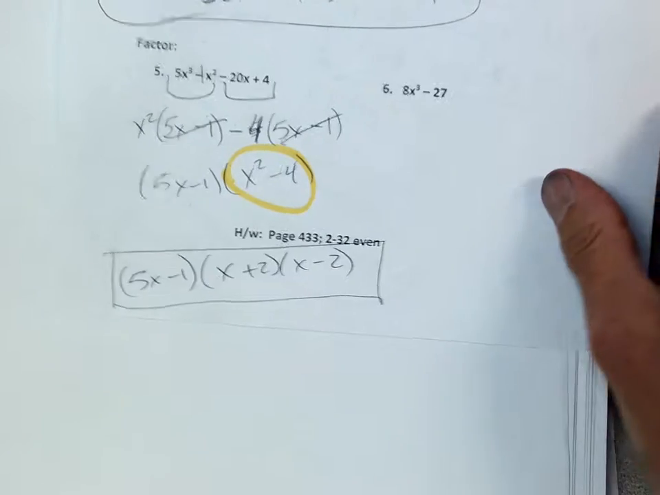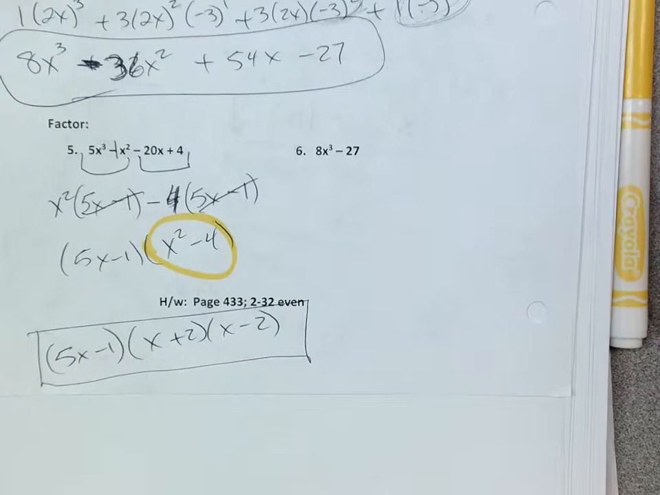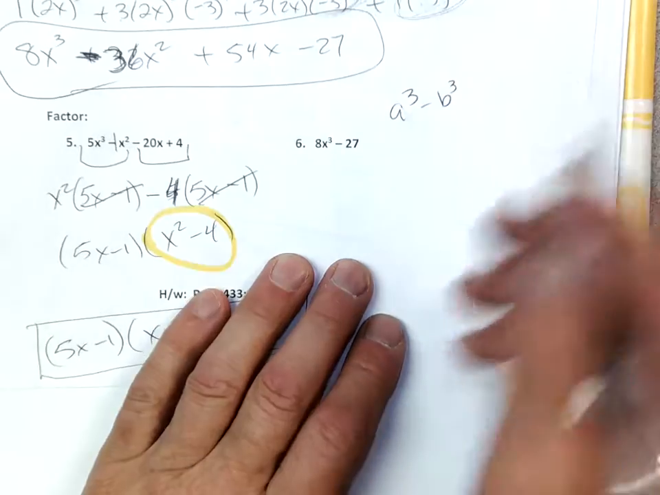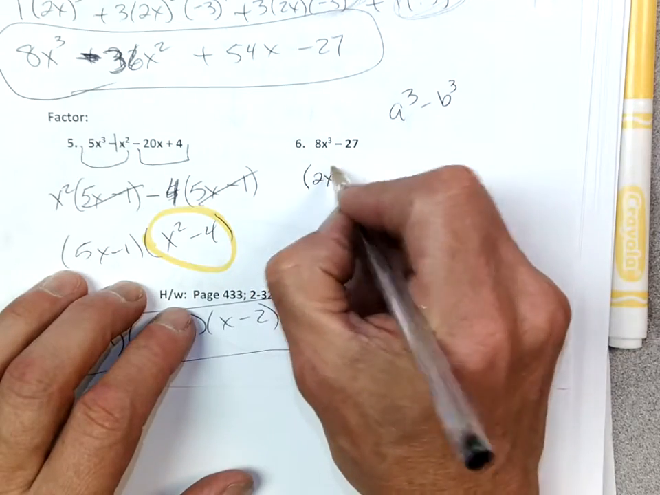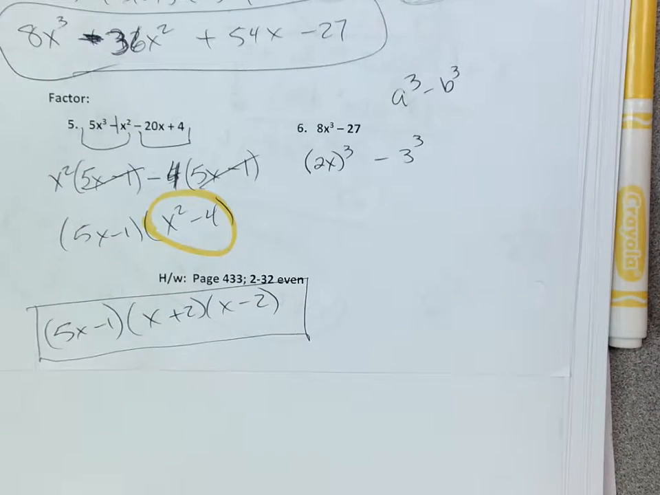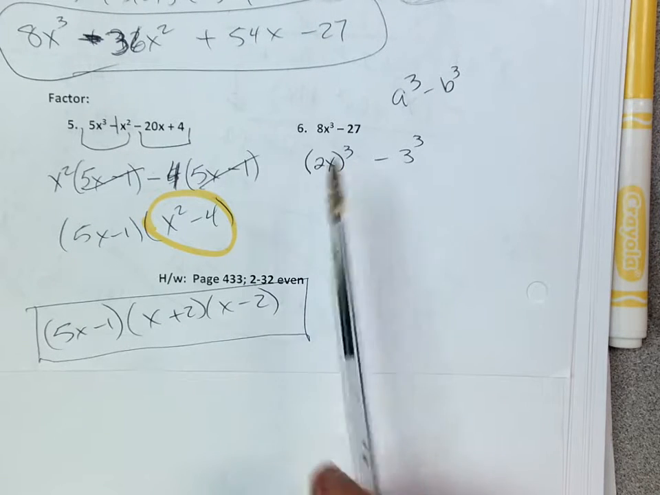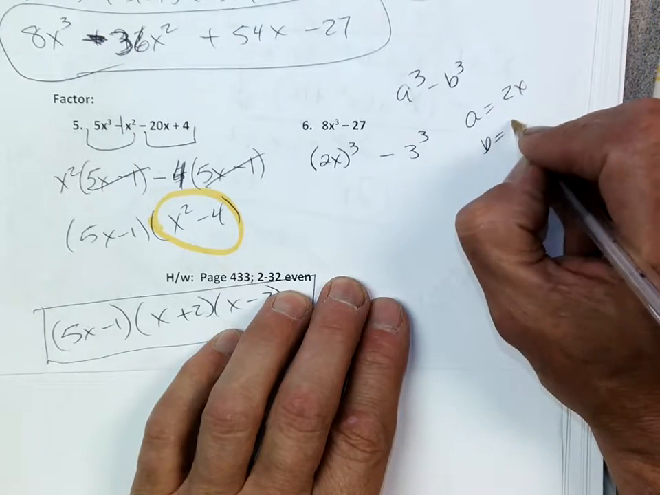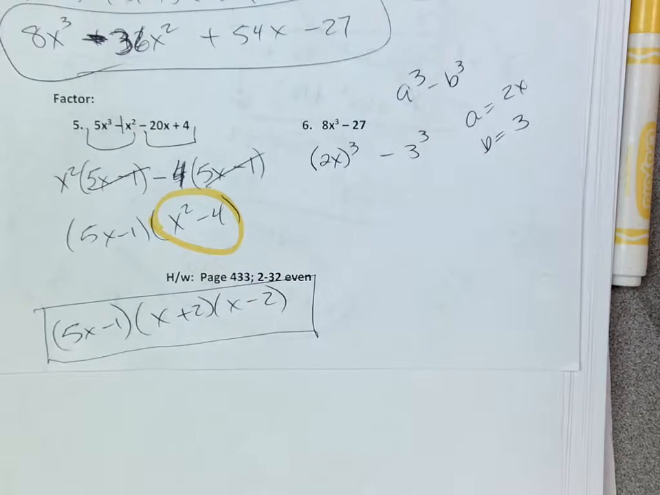Okay, number 6 says factor. So it's going to be this one, but let me show you why. It's going to be my a cubed minus my b cubed. This is the same thing as a 2x cubed minus a 3 cubed, because 2 times 2 times 2 is 8, right? So this really is a 2x cubed. So my a is 2x and my b is my 3. So let's use this one. So it says a minus b.